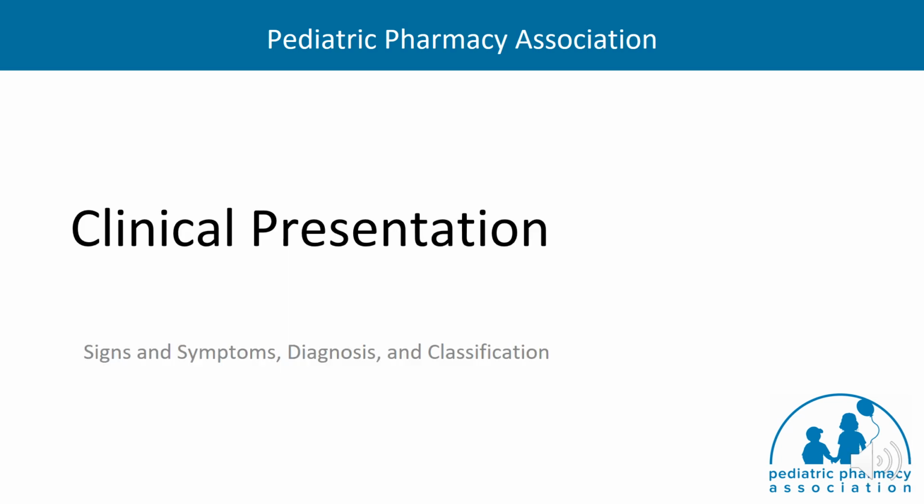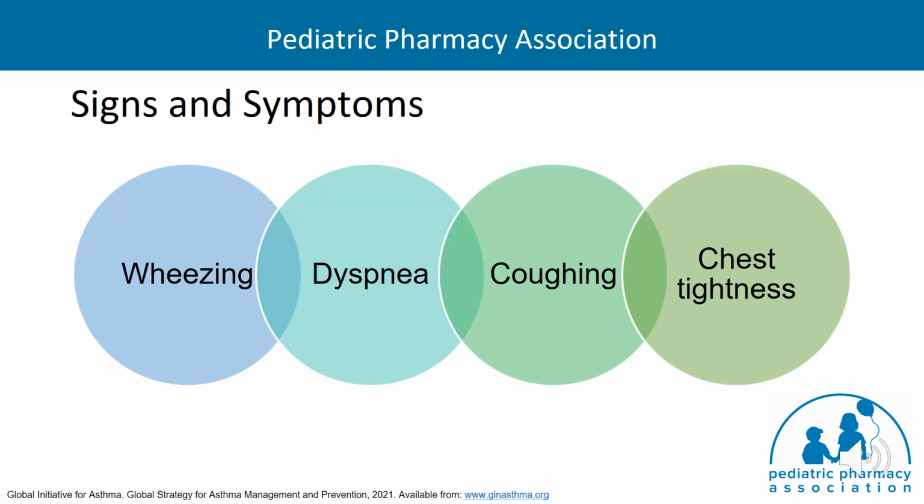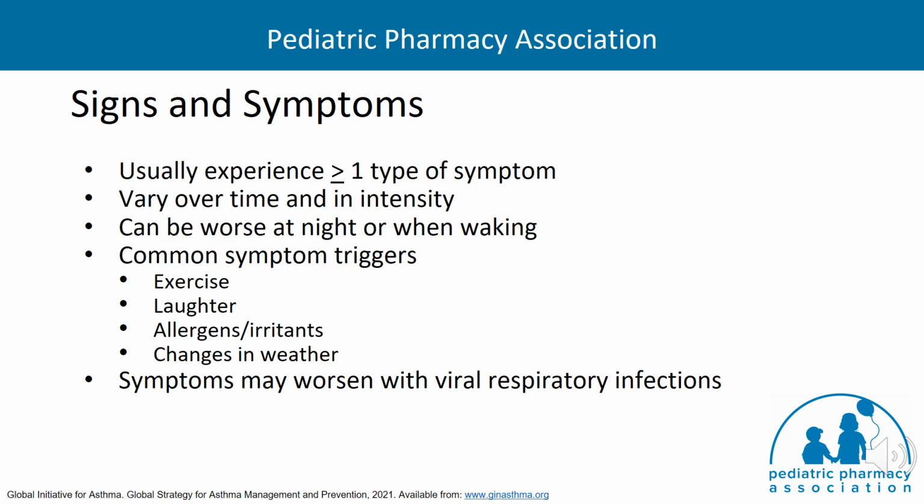Next, we're going to be talking about the clinical presentation of asthma, such as signs and symptoms, diagnosis, and classification. The classic signs and symptoms of asthma are wheezing, dyspnea, coughing, and chest tightness. Patients usually experience one or more types of symptoms with asthma, and these symptoms vary over time and in intensity.